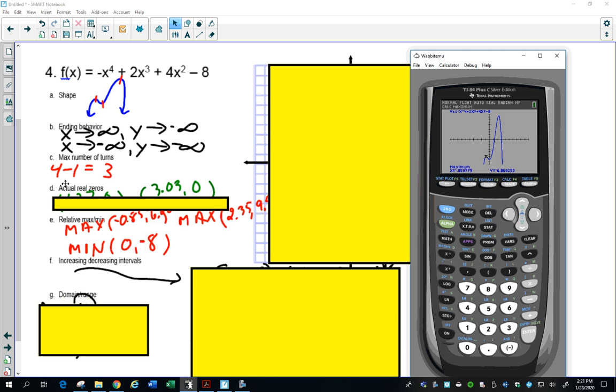To find my actual real zeros, that basically means where the graph crosses the x-axis, I have to make sure I'm back in y1 and y2. y2 has to be 0. Intersection is only going to work between 2 points. And we're going to go back to second trace, intersection.